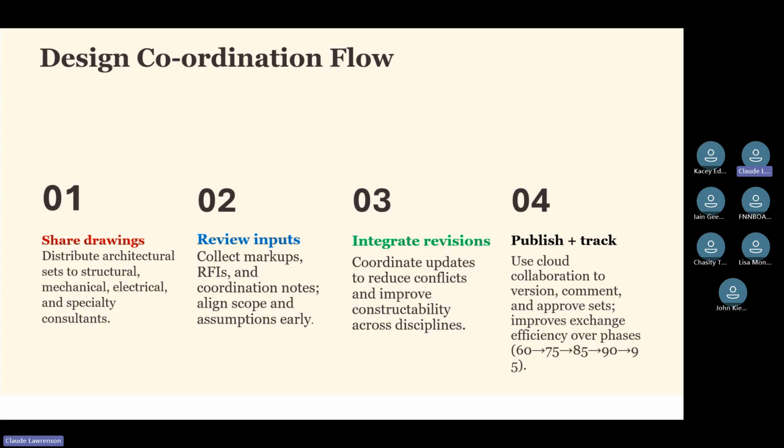And then eventually we publish and track. We use what we call cloud collaboration when we talk about different versions, comments, and approval sets. So eventually we're going from 60% and hopefully upwards towards that 95 percentile, and hopefully at the end, 100% certainly of coordination on a particular project.